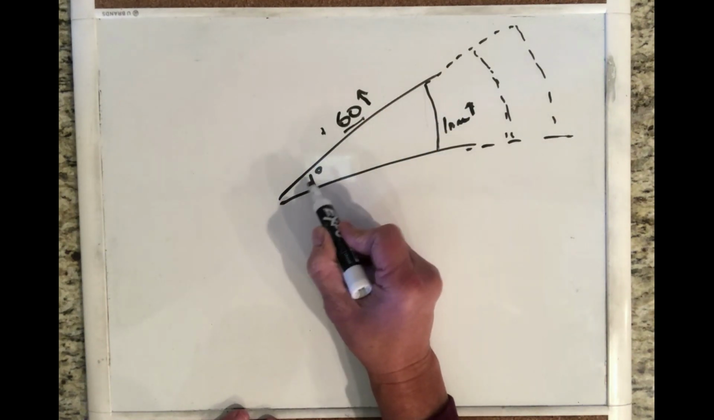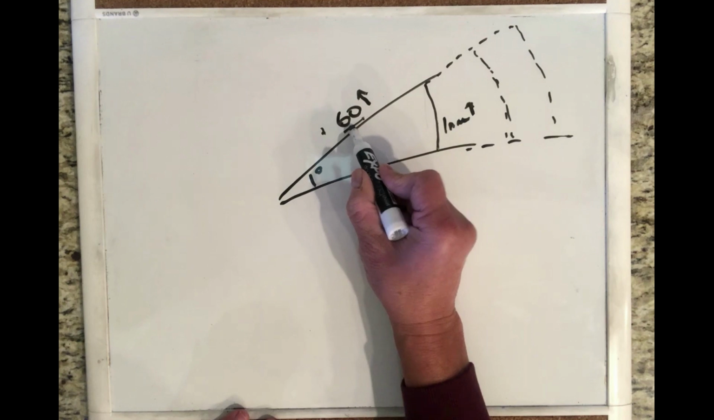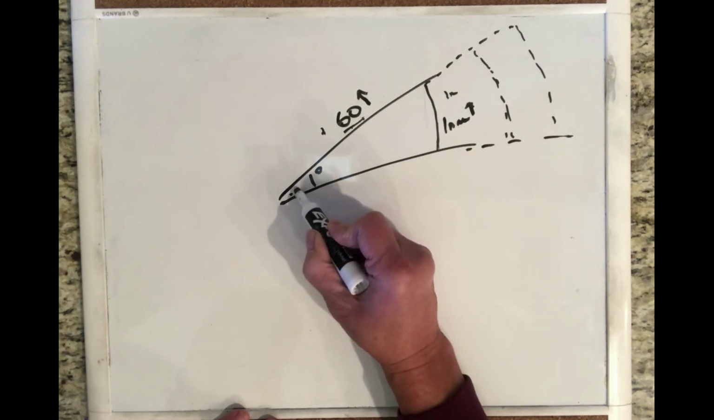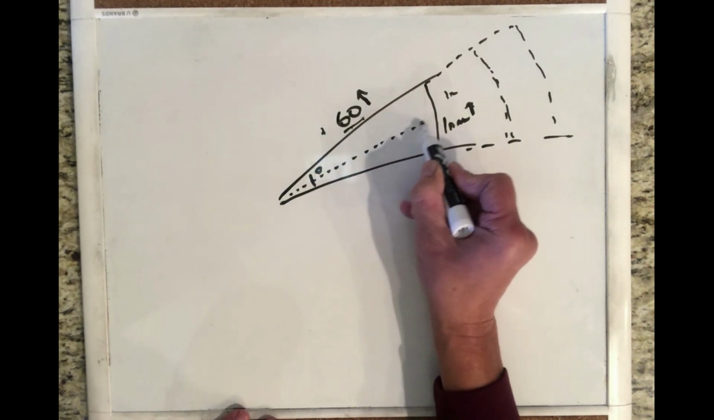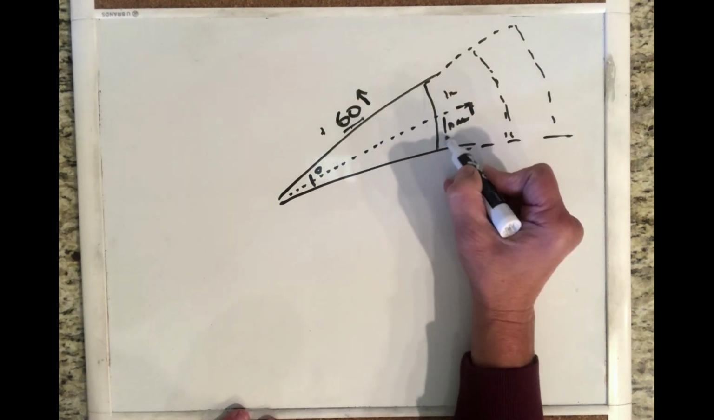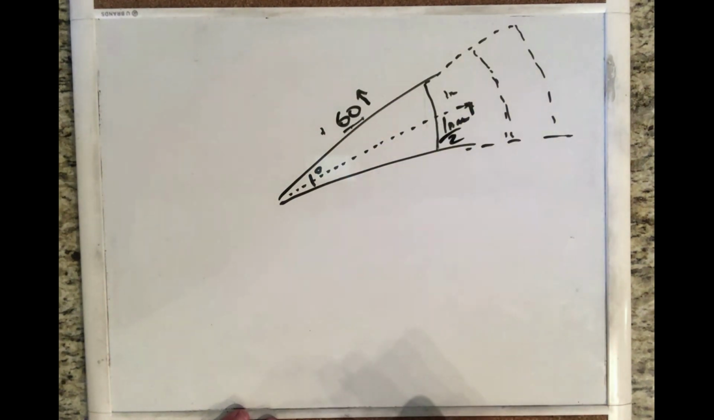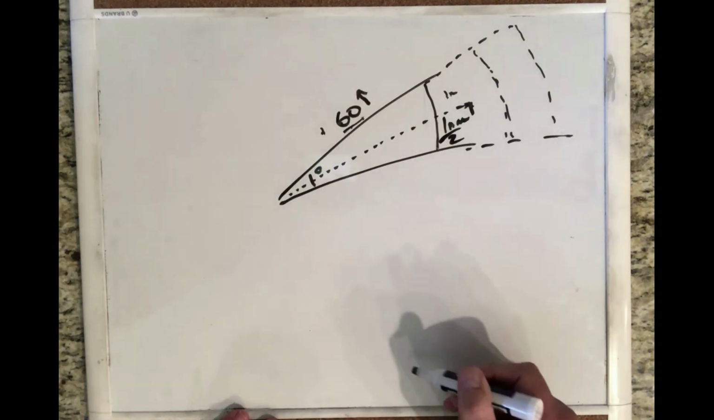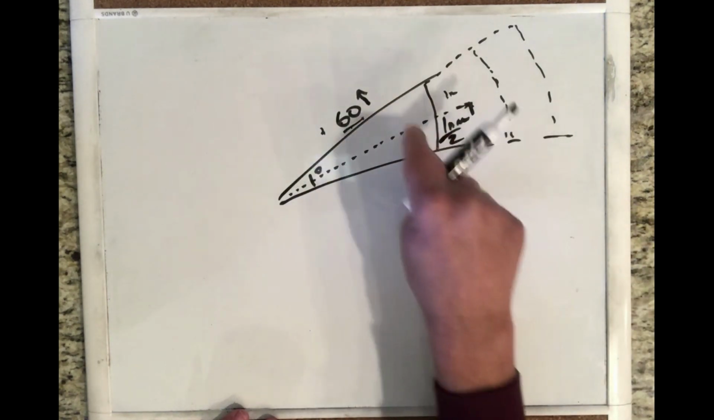Same thing with the degrees here. If 1 degree at 60 nautical miles is 1 nautical mile, then a half degree at 60 nautical miles is half a nautical mile. And so that's all that is, a relationship between these three things.